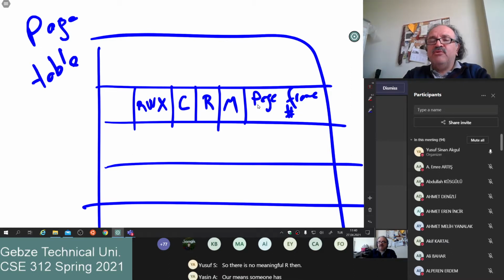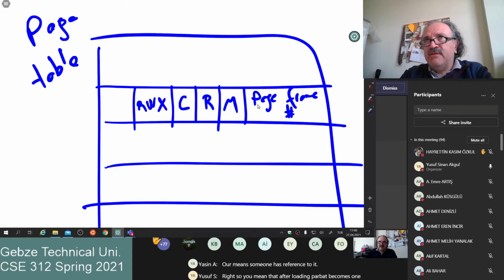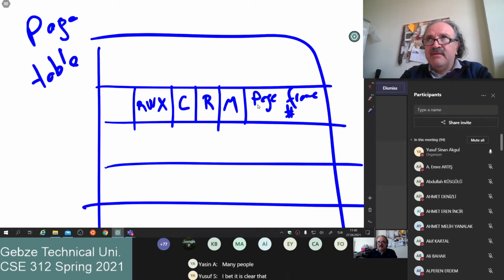So that would mean that after loading, the R bit becomes 1 and it is always 1? Any clue? It's cleared on every clock interrupt. The R bit is cleared every clock interrupt, yeah, most of the time. Okay, so when does it become 1 again?